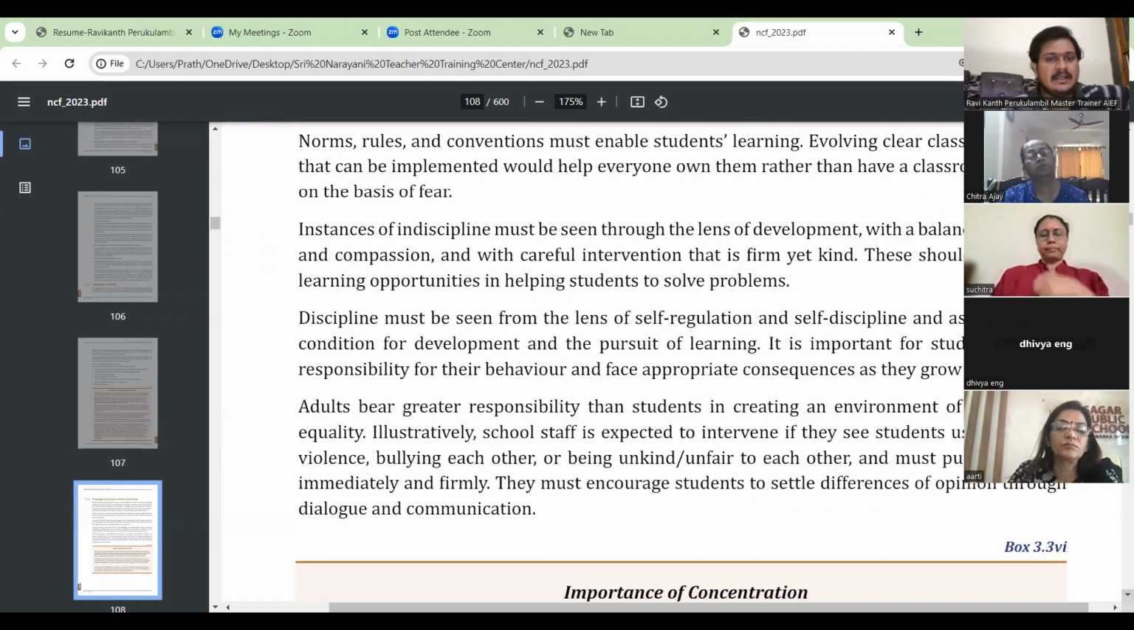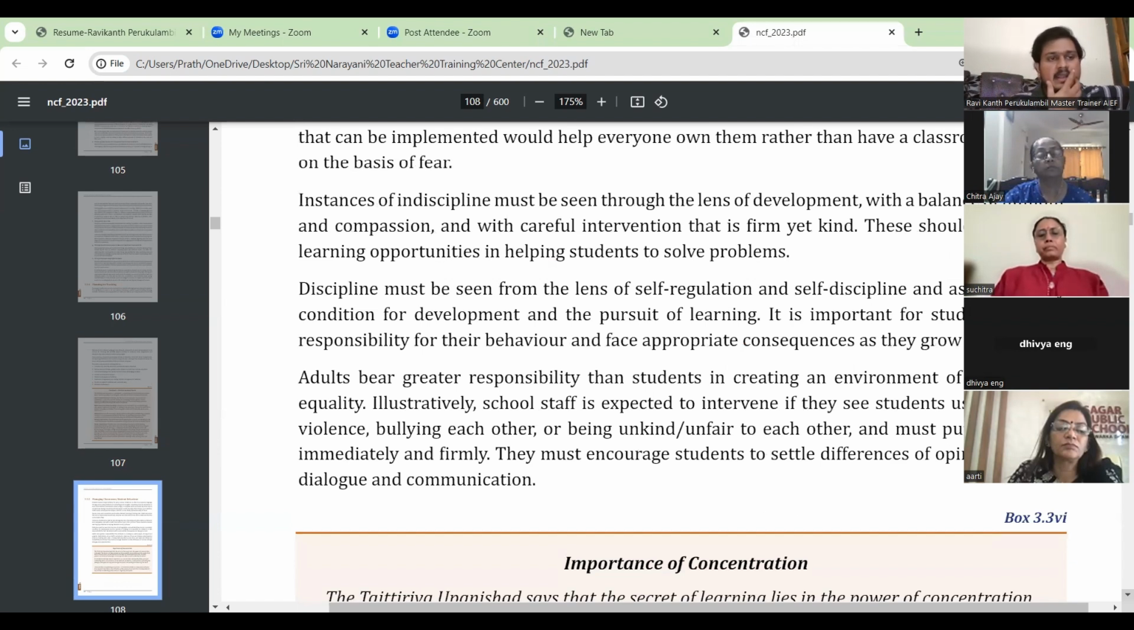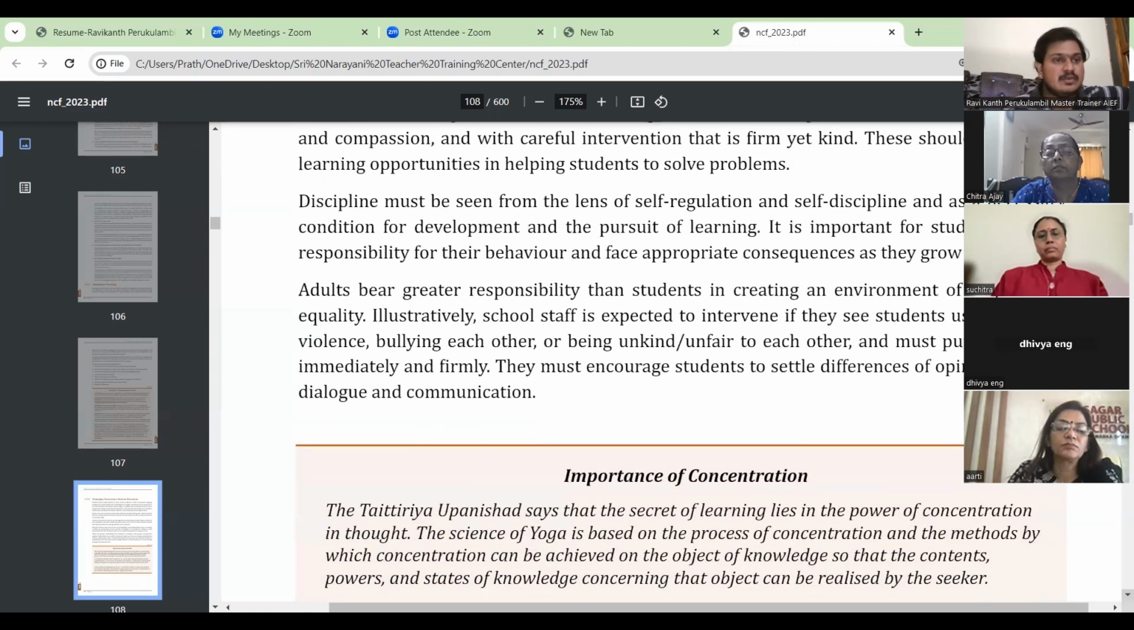So it is all about behavioral management of the students. It is clearly said in this particular excerpt that the classroom rules and regulations, or the school rules and regulations, should be created in such a way that they motivate the students to brush up their behavior.